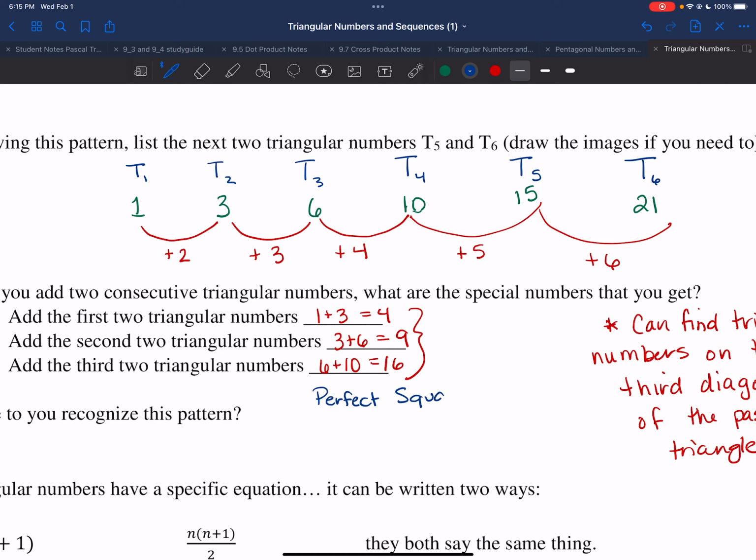Each is a perfect square, meaning that if I take that 4 and put it under the square root, I get a whole number out in return. If I take 9 and the square root of it, I end up with 3. If I take the square root of 16, I end up with 4. So all of these numbers, 4, 9, and 16, if you keep going, it would be 25, right? 10 plus 15 gives us the 25. 15 plus 21 gives us 36. Each of them is going to be the next perfect square on the list.